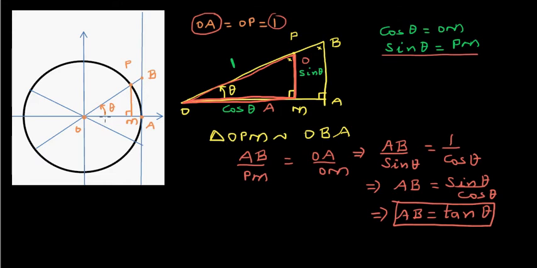So let's recapitulate. This side OM is cos theta. This side is sine theta. And AB is tan theta. So using symmetry, if AB is tan theta, let's say this is B dash. This side AB dash is going to be minus tan theta. And minus tan theta is also tan of minus theta. I'll come to that.